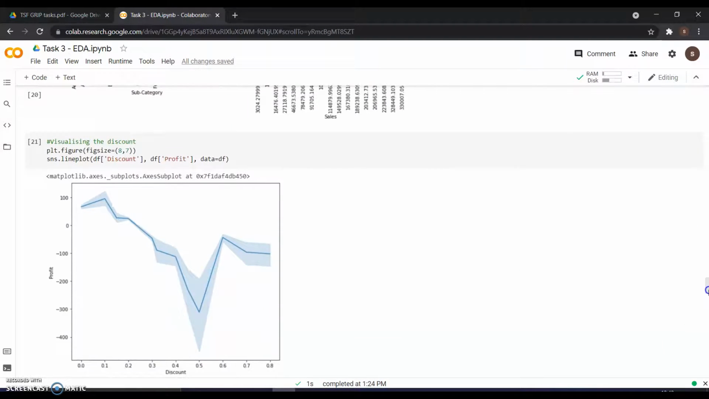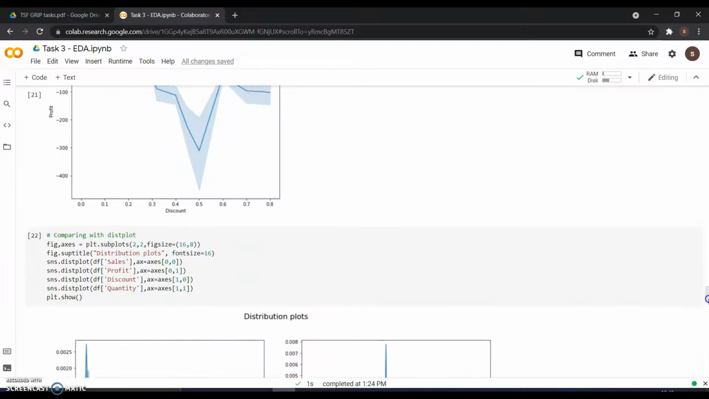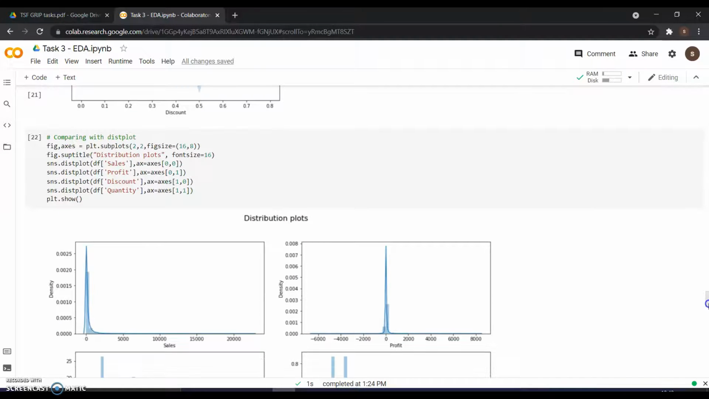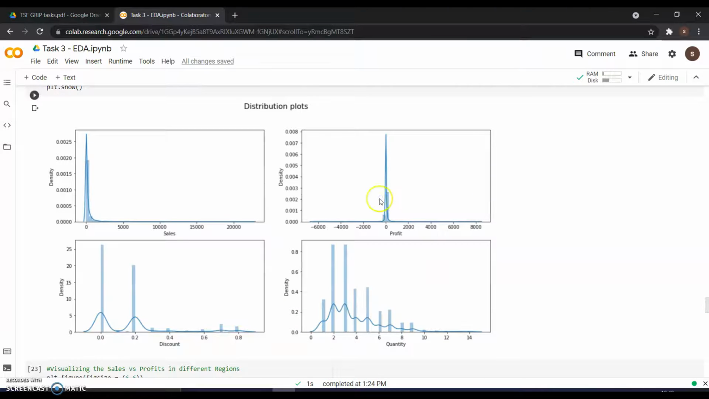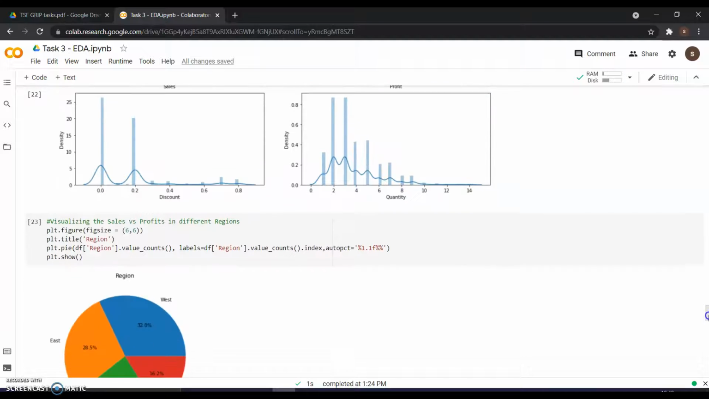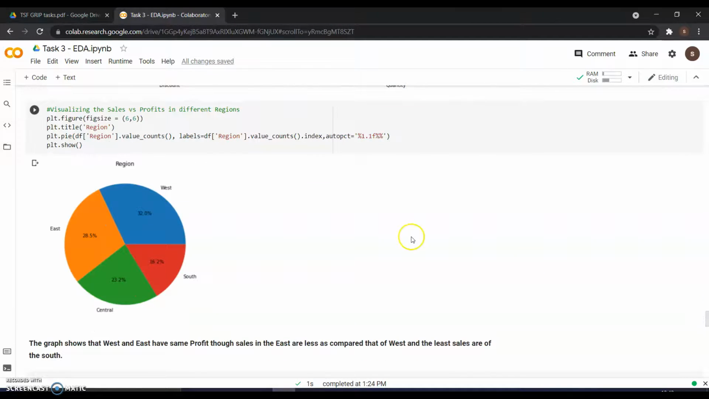Then further moving on, visualizing the discount. Now coming to the distribution, comparing the distribution plots of sales, profit, discount and quantity. As you notice, sales is a right skewed distribution, and profit is a normal distribution. Then visualizing the sales versus profit in different regions. As you notice, East and West have the maximum sales compared to Central and South. So we should try to increase the profit of East and West.